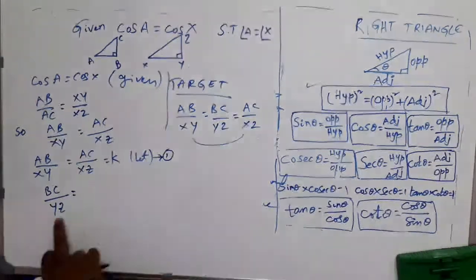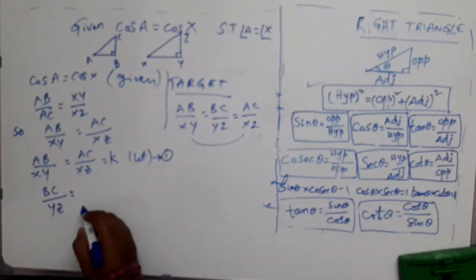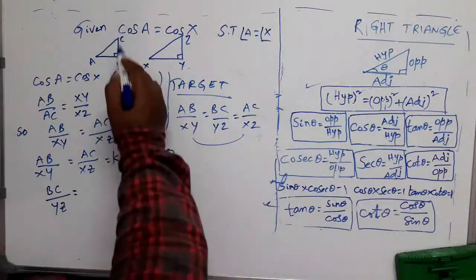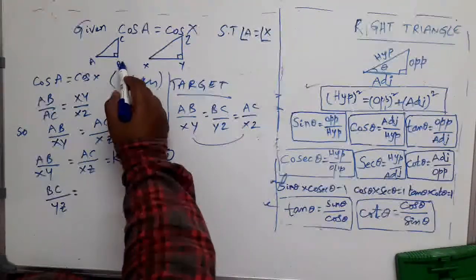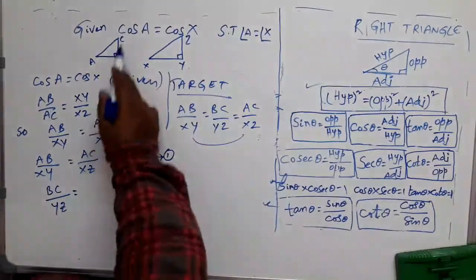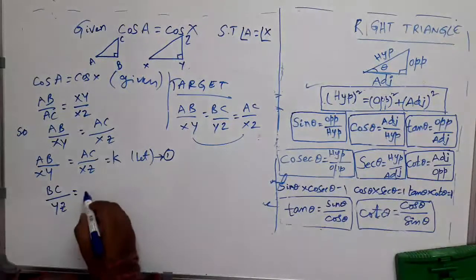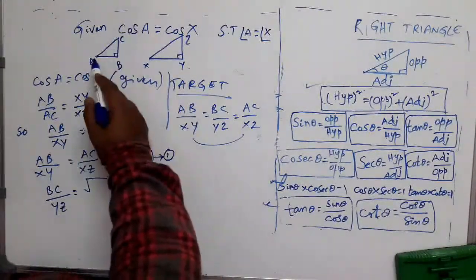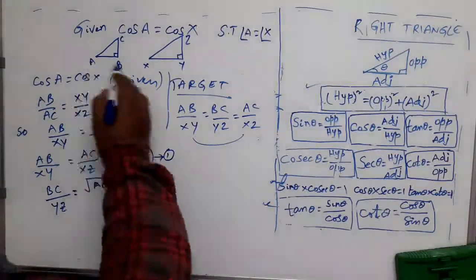BC by YZ, I am starting here. See this, BC by YZ I am considering. From this right angle triangle, BC is this side, right? This is the hypotenuse, this is another side. So using Pythagoras theorem, can I express BC in terms of the remaining two sides? Yes, BC can be expressed from the remaining two sides like this: hypotenuse square minus side square. So, AC square minus AB square.